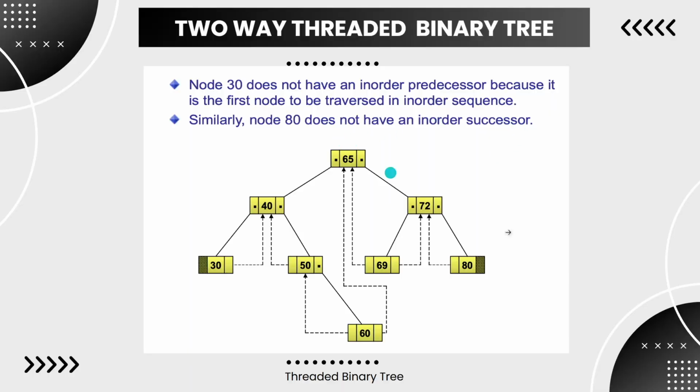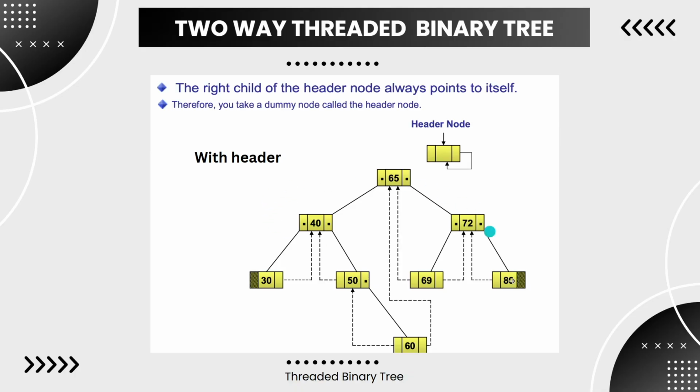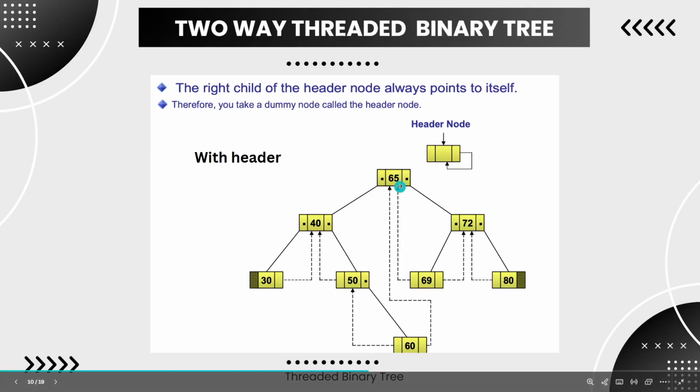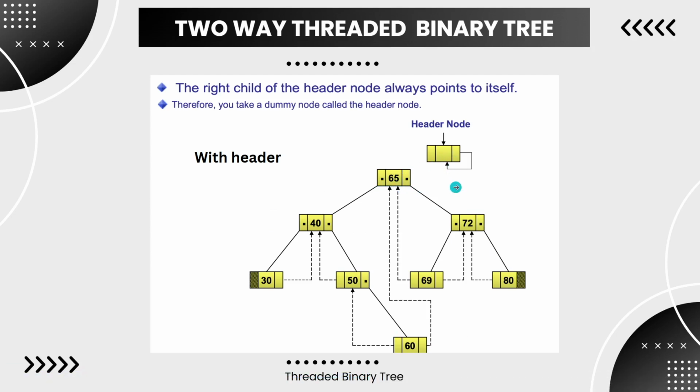The same we have explained here. Node 30 does not have an in order predecessor, because it is the first node when we do an in order traversal, and 80 does not have an immediate successor, and that is why it is left blank or retained as null. This is an alternate way of representing a two-way threaded binary tree. Apart from the tree with 65 being the root node, we have a header node. This header node we have already learnt with the linked list. The header node will always point to the first node in a linked list.